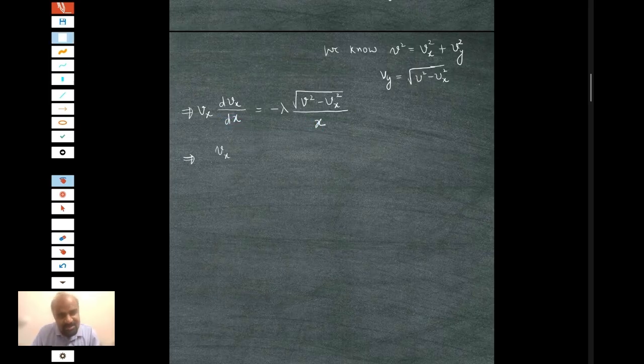So you'll have Vx dVx divided by this one, I'm moving it to this side, under root V square minus Vx square, and on this side you'll have lambda, and this dx will go in the numerator, so dx by x. And then finally, time to put integration.